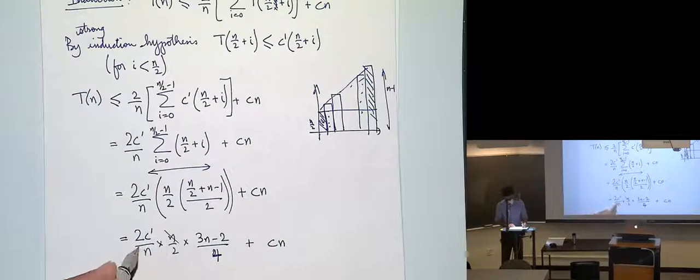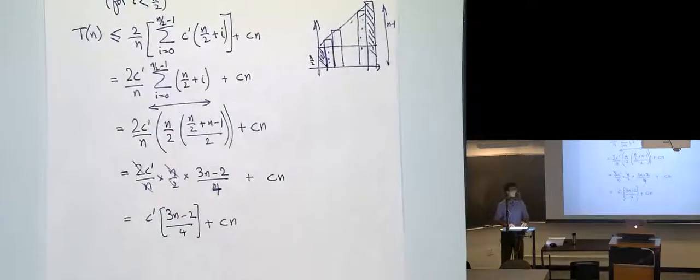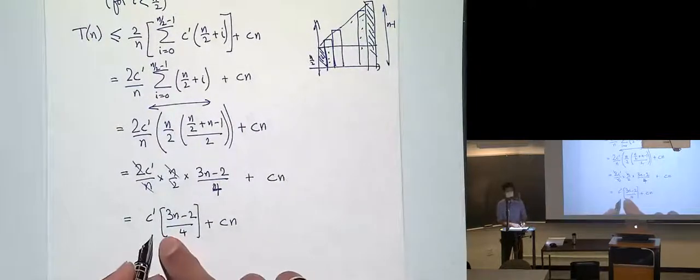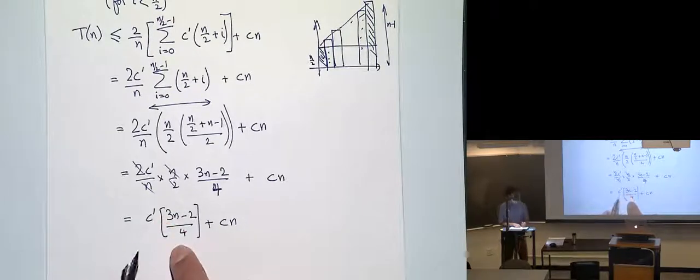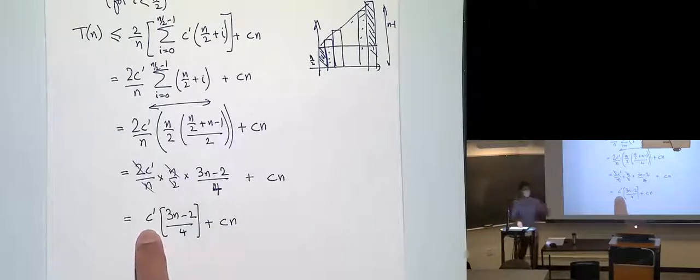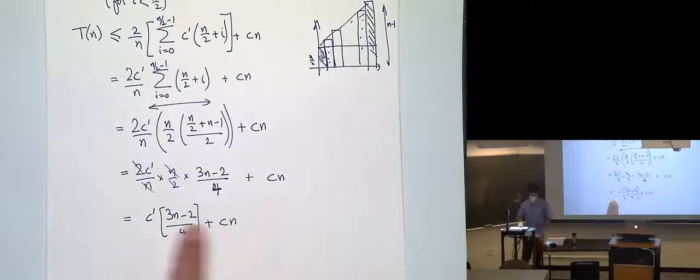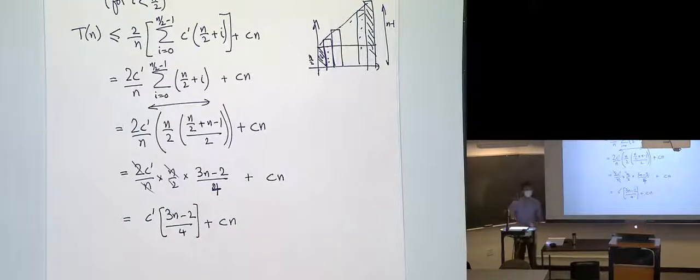Okay, so this n cancels out, the 2 cancels out. What do you get? You get c' times (3n minus 2) divided by 4, plus c·n. What is important is it's c' times something less than 1. So we can set c' to be sufficiently large compared to c so that this whole thing is going to be less than c'n.